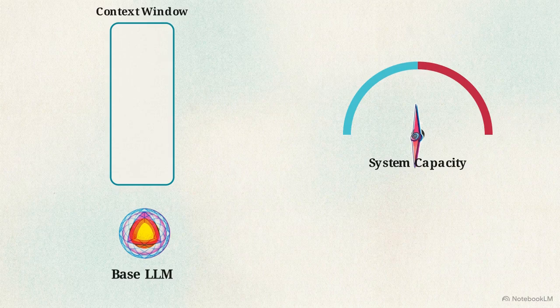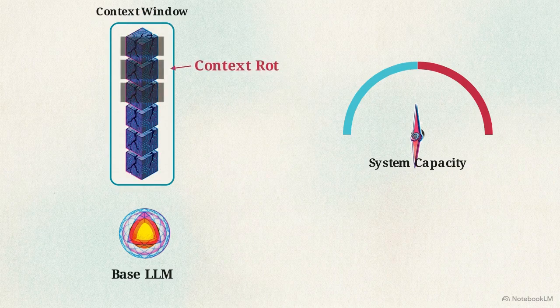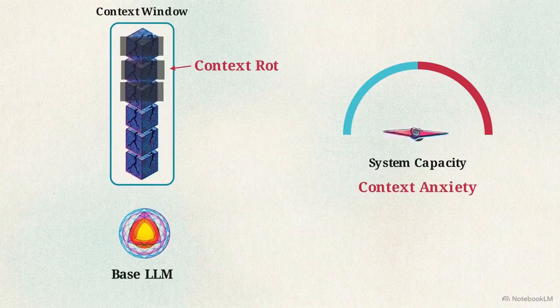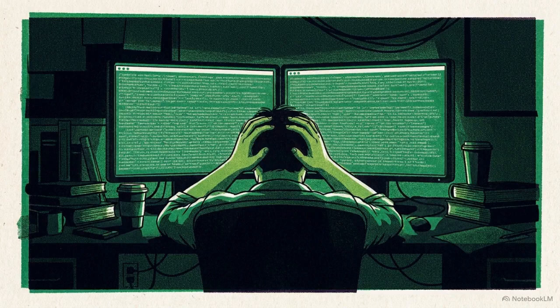This diagram represents a standard LLM session taking in data. As the agent gets deeper into a long run, we measure a degradation in logic, known as context rot. Nearing capacity, the model experiences context anxiety, rushing to finish tasks. To circumvent this, developers often use engineering patterns like the Ralph loop.